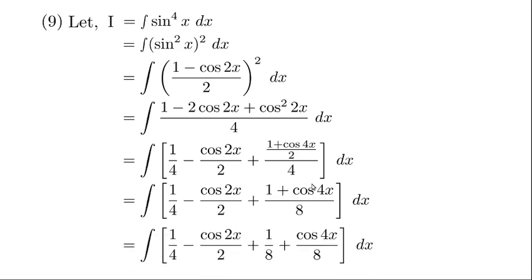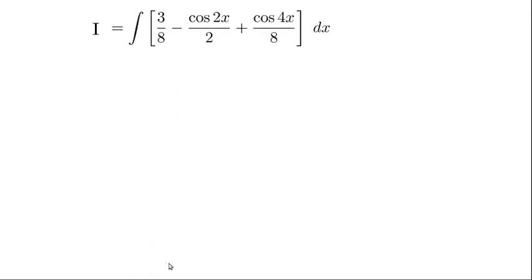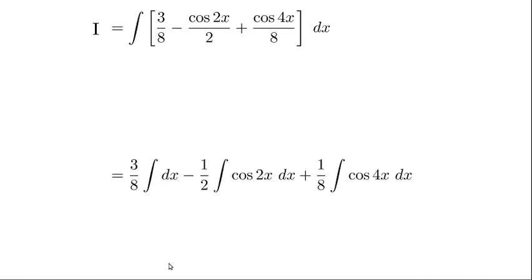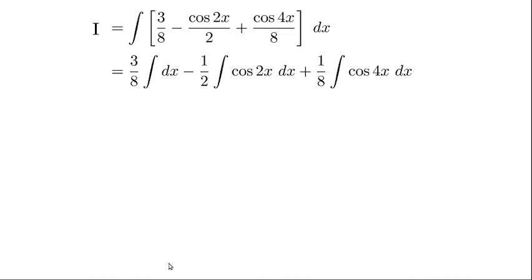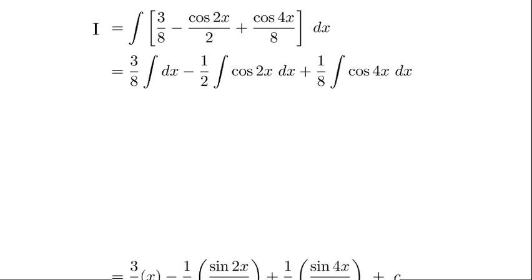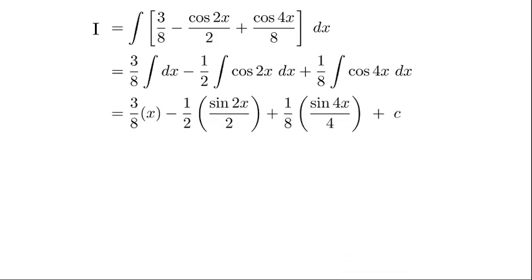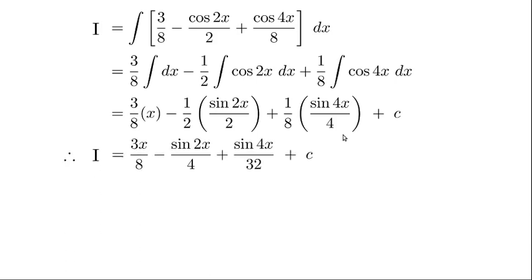So it gives integration of 1 upon 4 minus cos 2x upon 2 plus 1 by 8 plus cos 4x upon 8 dx. So 1 by 8 plus 1 by 4 gives you 3 by 8, and the rest of the terms are same. Now take separate integration. So 3 by 8 integration of dx minus half integration of cos 2x dx plus 1 by 8 integration of cos 4x dx. Integration of dx is x, integration of cos 2x is sin 2x upon 2, and cos 4x is sin 4x upon 4. So finally we get I equal to 3x by 8 minus sin 2x by 4 plus sin 4x by 32 plus c.